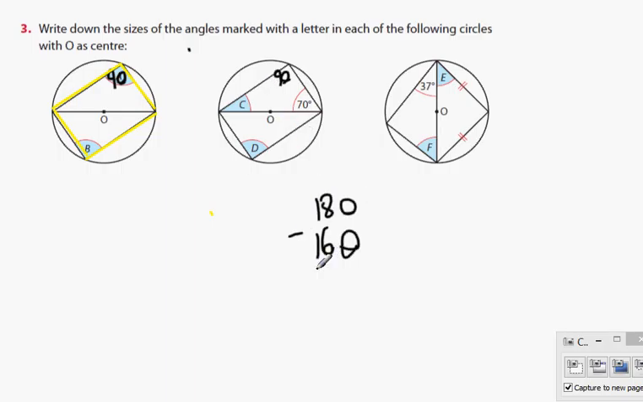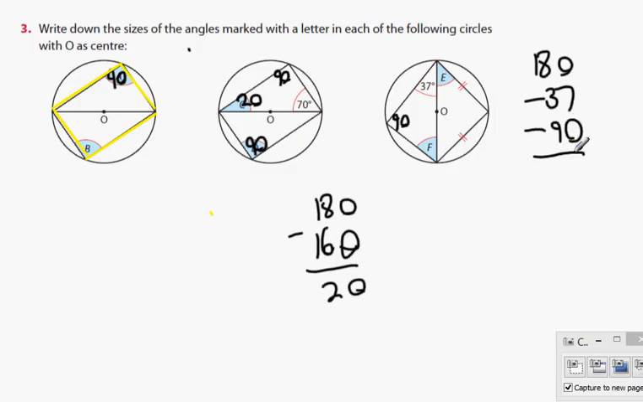All triangles have to add up to? Which leaves it as? 20. What angle is this here? D, 90. Okay, next one. What angle is this? What angle does that make this one? 180 minus 37 minus 90. Leaves it at 53.